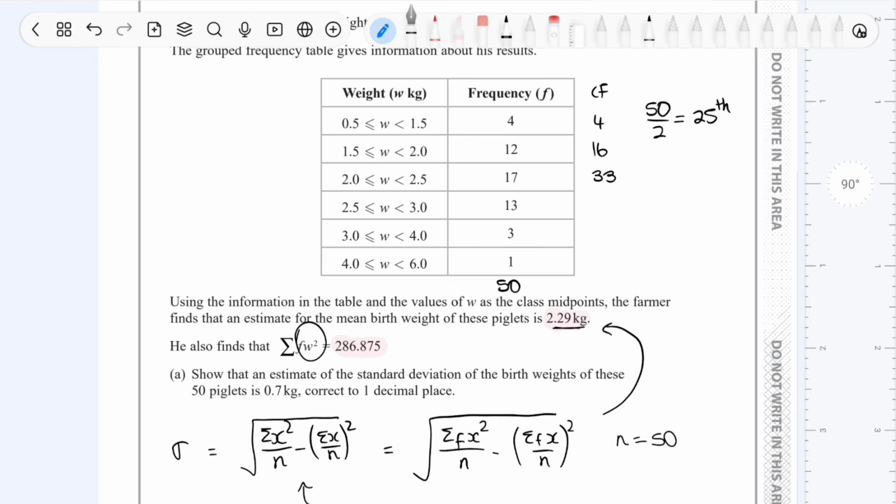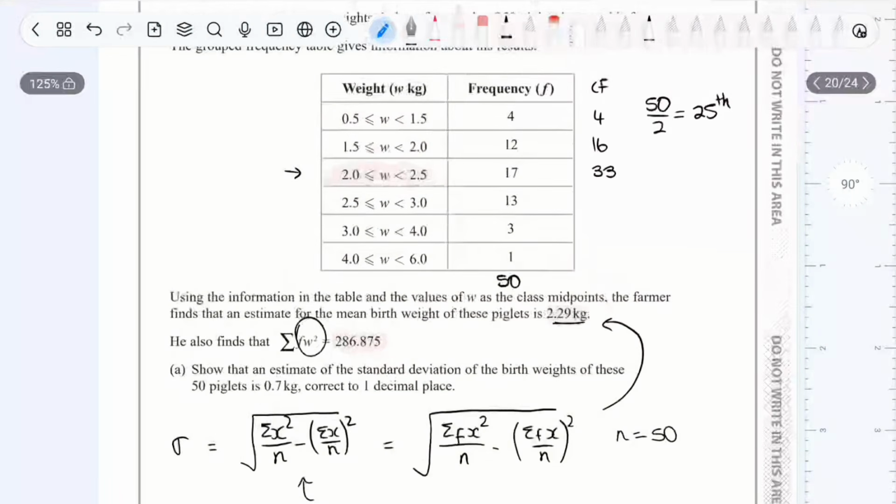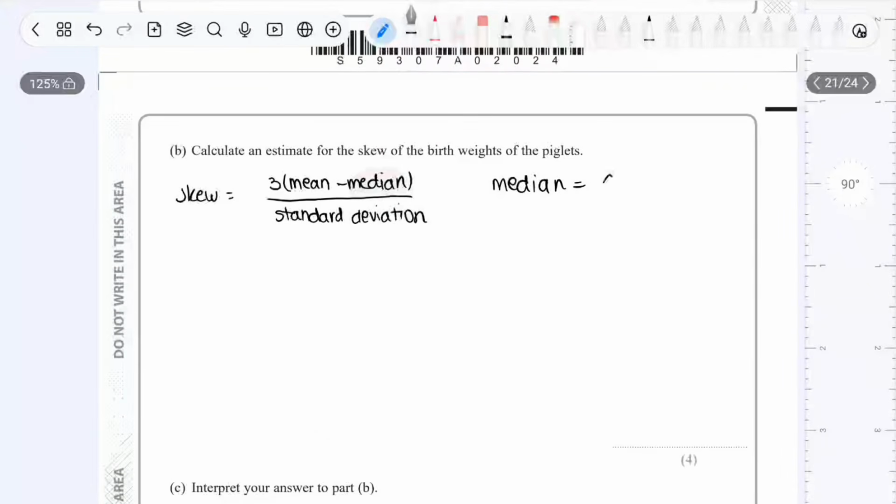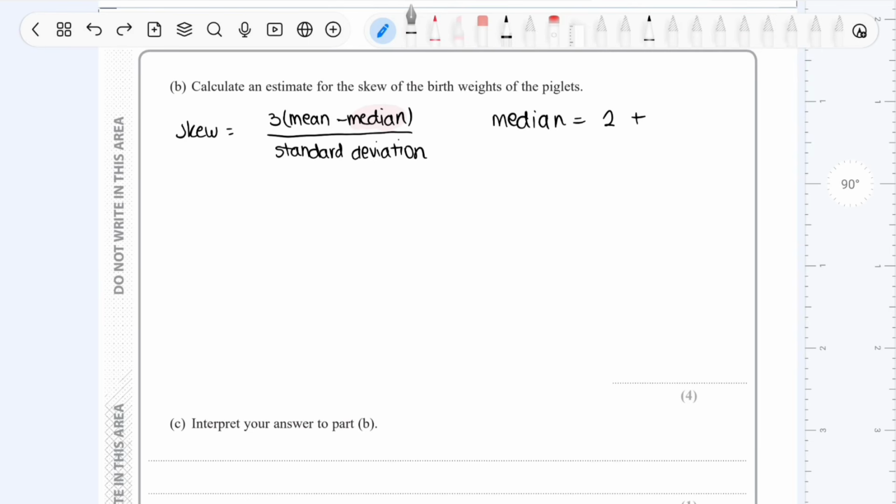So the 25 is somewhere within this category, the 2 and 25. Now the question is, how far into it is it? And because we're going to estimate the median, what value could we give it? So if we go back to this, it starts at the interval 2, because that's the minimum value in that interval. In terms of the class intervals, the cumulative frequency was 17 and then 33. We needed to work out where 25 went in.